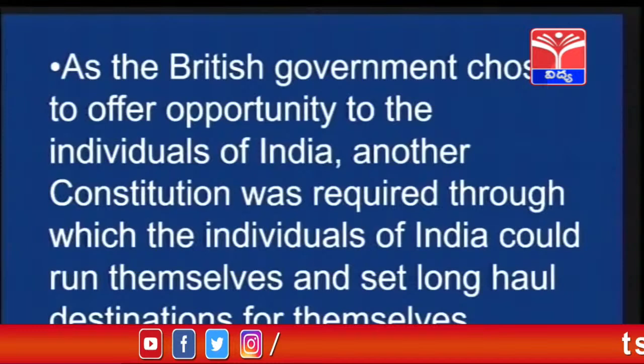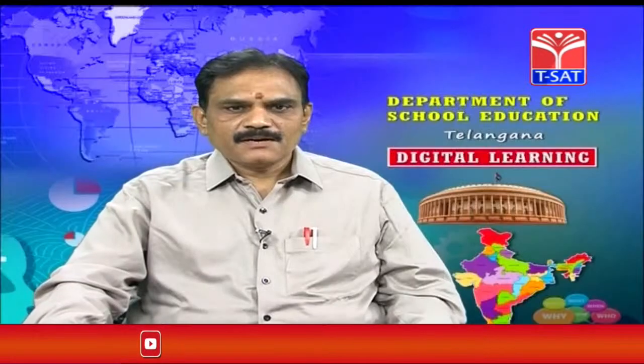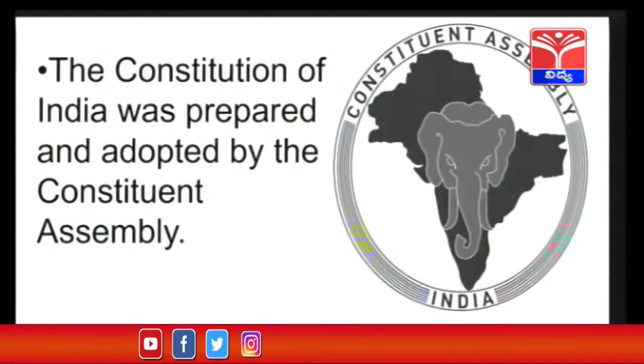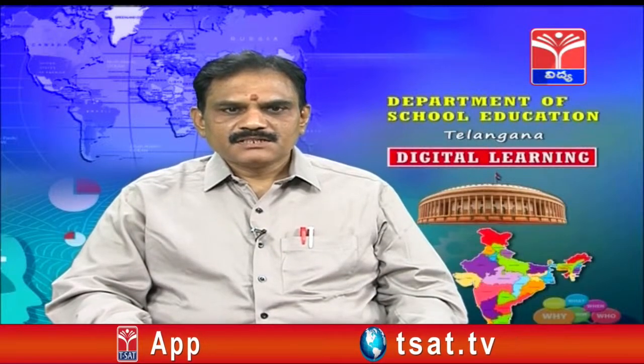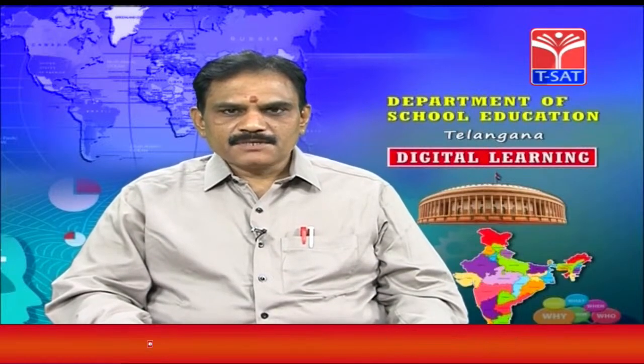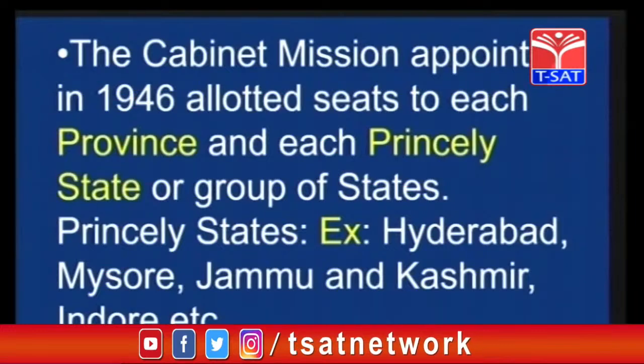As the British government chose to offer the opportunity to the individuals of India, another constitution was required through which the individuals of India could govern themselves and set long-term destinations for themselves. The Constitution of India was prepared and adopted by the Constituent Assembly. This is the symbol of the Constituent Assembly. A Constituent Assembly was formed in 1946. The Cabinet Mission appointed in 1946 allotted seats to each province and each princely state or group of states.